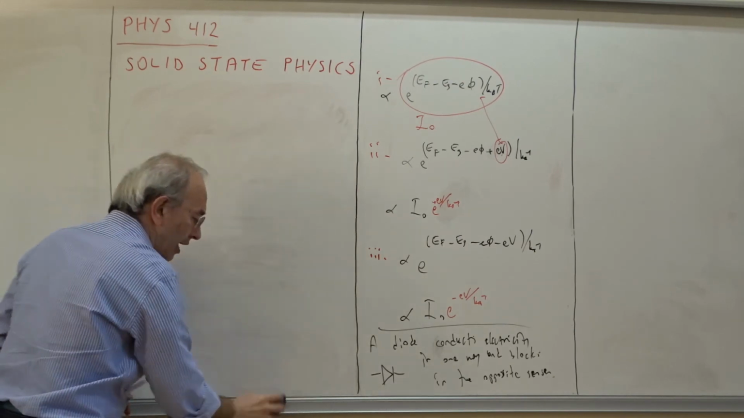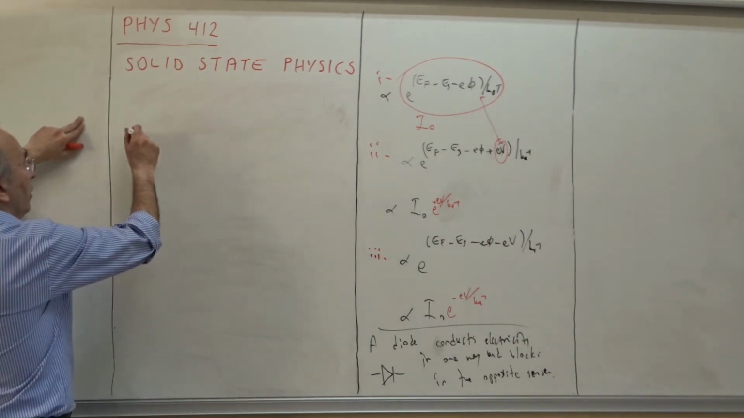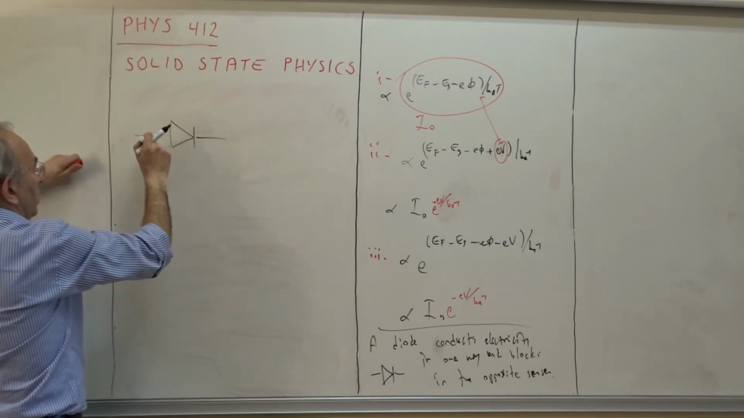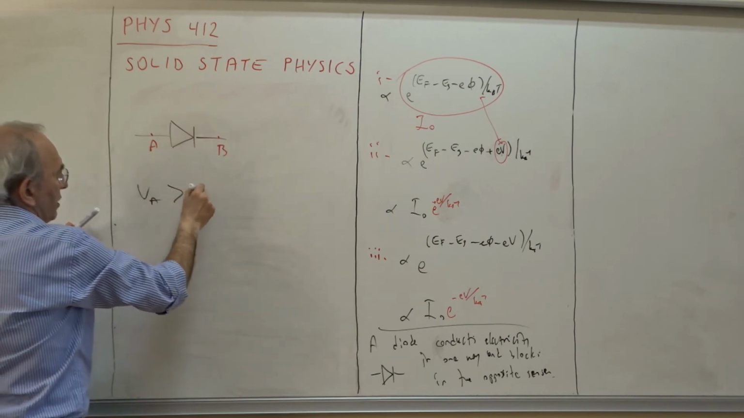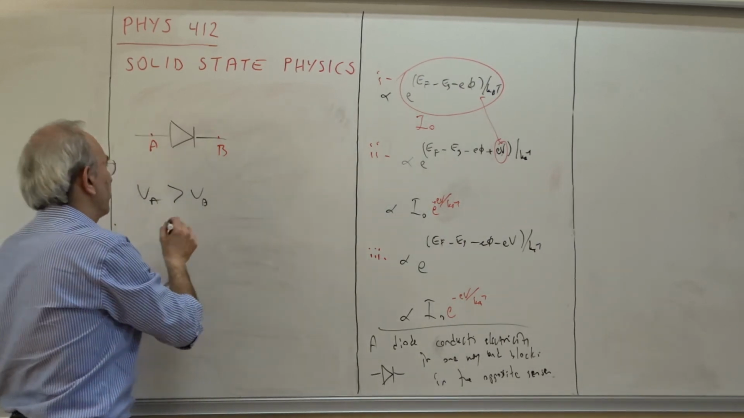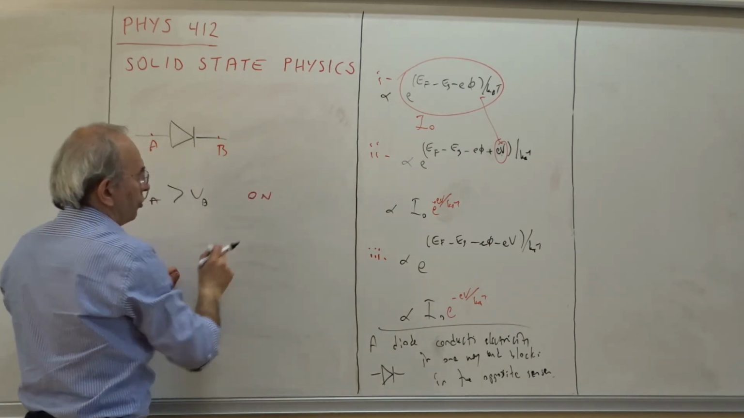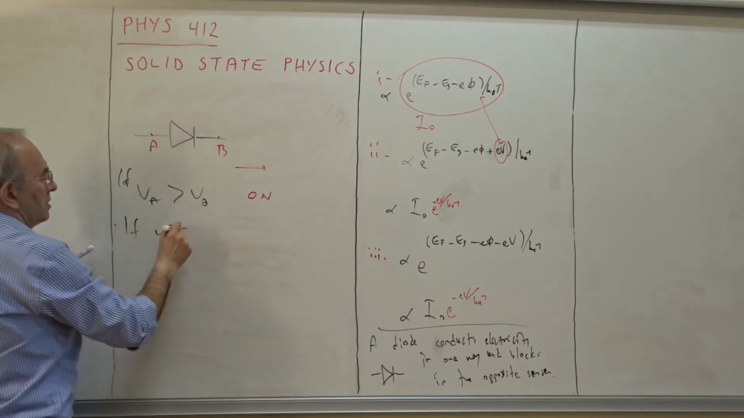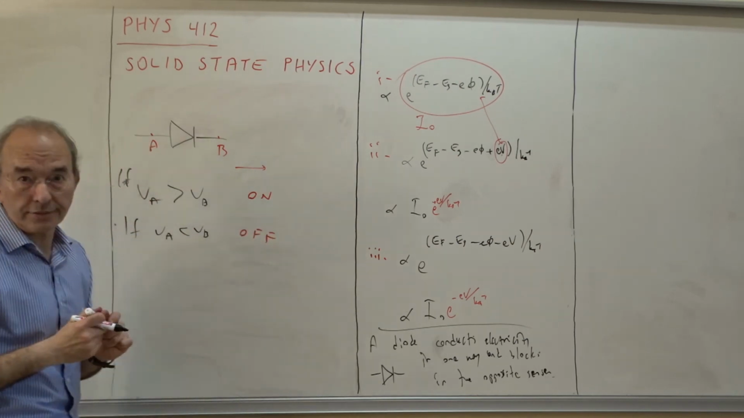So it can be used as a gate for us, as a switch, an on-off type of thing. For instance, let's say, point A, point B. VA should be greater than VB by some minimum amount. If VA is greater than VB, then it is on, so the current is passing. If VA is less than VB, it is off, which means there is no current.